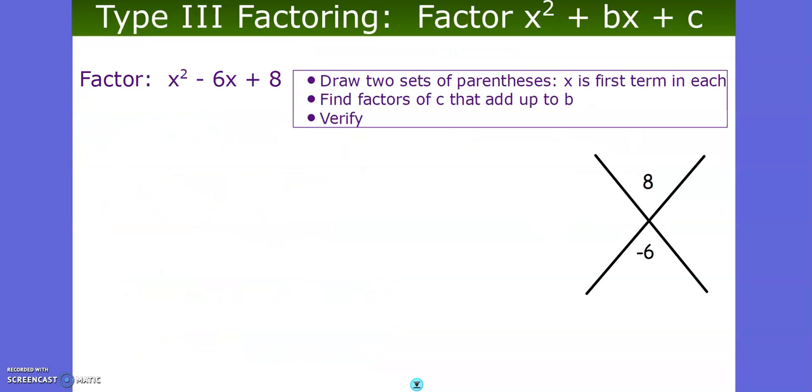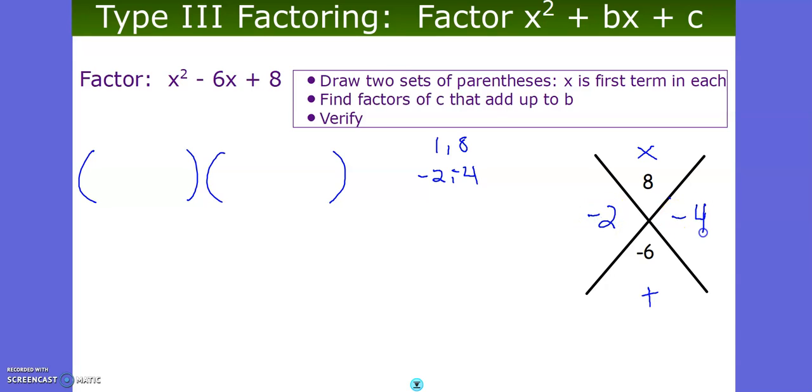Let's try our next one. x squared minus 6x plus 8. Again, I need to multiply to get 8, but I need to add up to negative 6. Draw my 2 sets of parentheses. Come up with my factors of 8. 1 and 8, 2 and 4. Now I need a combination where I'm going to get negative 6 when I add. Well, I think it's going to be 2 and 4. But I'm going to need to make them negative. Negative 2 times negative 4 will get us a positive 8. So my factors are x minus 2 and x minus 4.